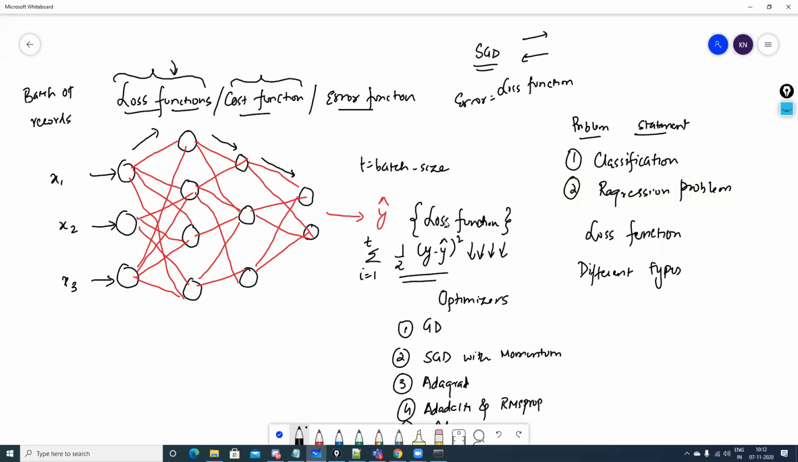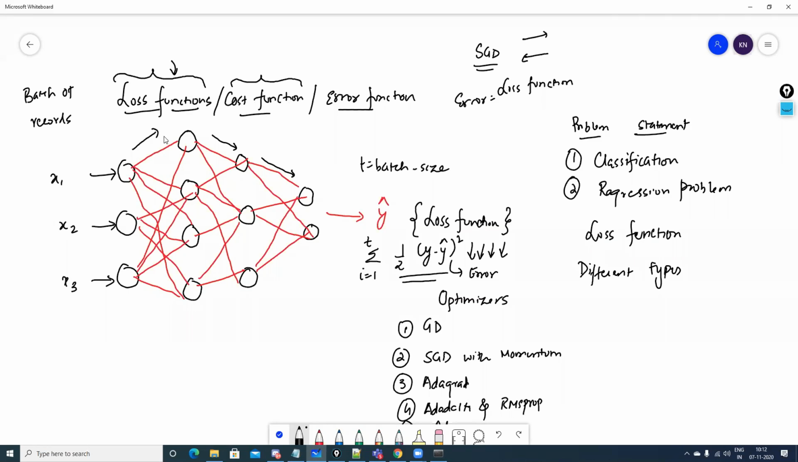So I usually write my loss function like this: summation of i is equal to 1 to t, 1 by 2 (y minus y hat) whole square. This is nothing but error, right? Now, when I am trying to compute in this specific way, where I'm doing the summation of multiple errors, at that time I basically say it as a cost function. So this is the basic difference between loss function and cost function.